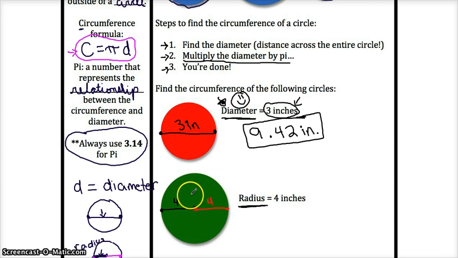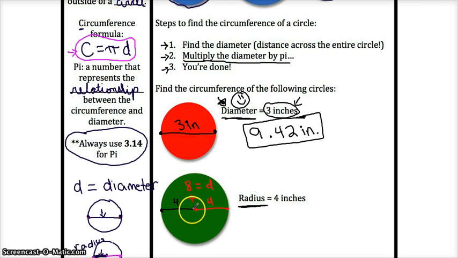So 4 plus 4 to give me the diameter, because remember the diameter is all the way across the circle, not just halfway. So I need to add these two numbers together. That gives me 8. So 8 equals my diameter. Okay, if you lost me on that, let me just tell you what I did one more time.